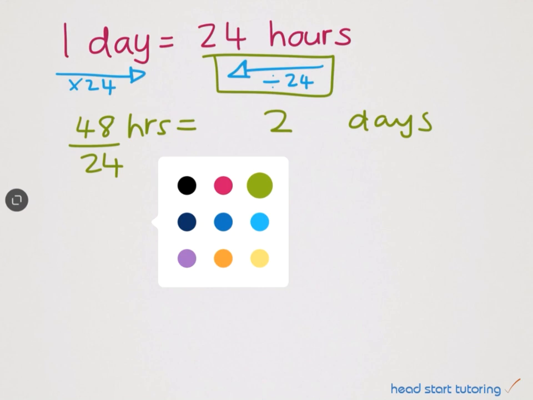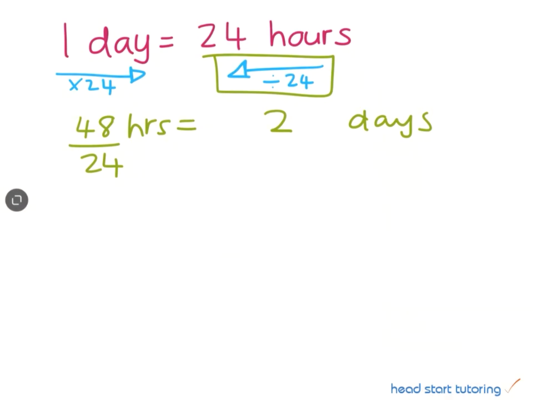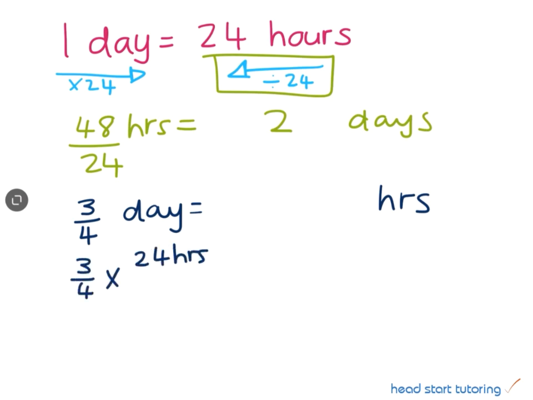If I would like to figure out what 3/4 of a day is in hours, I need to work out what 3/4 of 24 hours is. And I can put that over 1. So I can cross cancel here, 4 into itself once, 4 into 24 6 times, and 3 times 6 is equal to 18. So 3/4 of a day is equal to 18 hours.